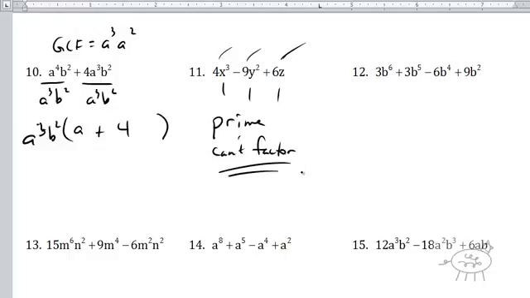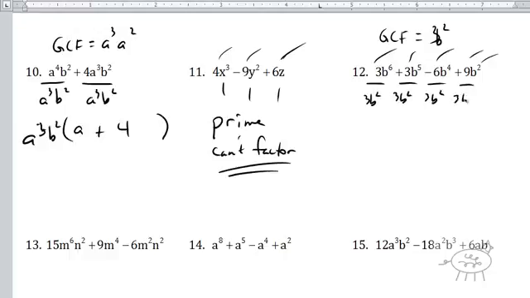Okay. Number 12. Do you guys agree that you have a 3, a 3, a 6, and a 9? So my greatest common factor equals 3. And this is b to the 6th, b to the 5th, b to the 4th, b squared. So that's my smallest exponent, so it's b squared. So I divide each of these by 3b squared. The first one is 6 divided by 3b squared. It's 6 over 3, right? So it's just going to be b to the 4th.